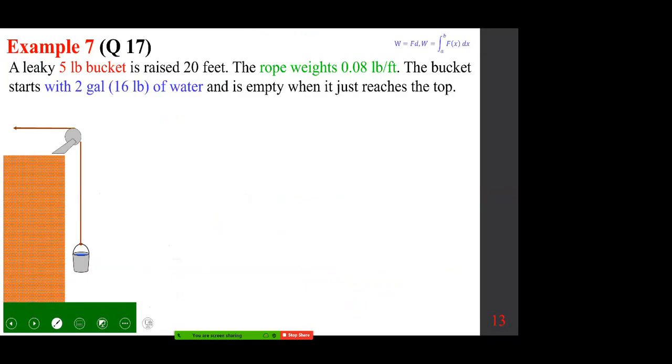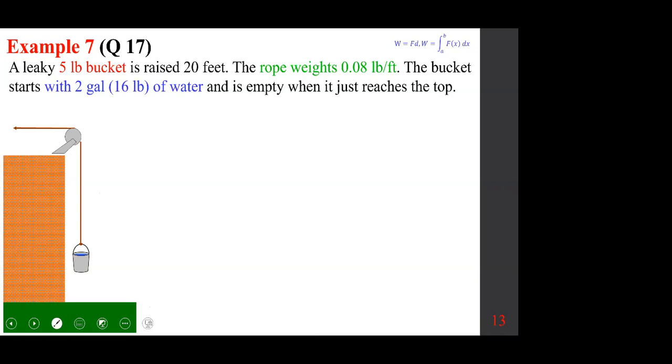Here's another example which is similar to what we just did. Okay, we're going to finish this section, class. A leaky 5-pound bucket is raised 20 feet. The rope weighs 0.08 pound per foot. The bucket starts with 2 gallons of water, and then it empties when it just reaches the top. Okay, so let's see what's going on here. I want to explain a couple of things.